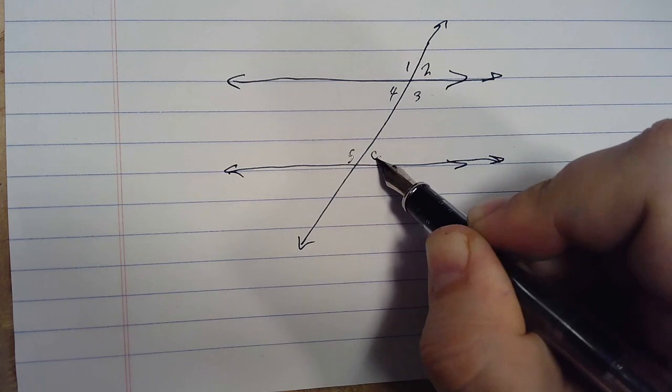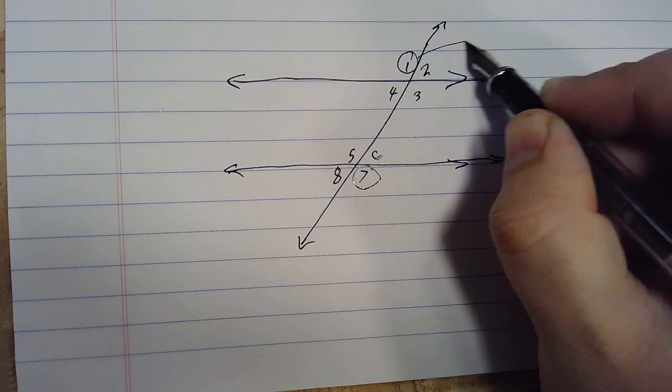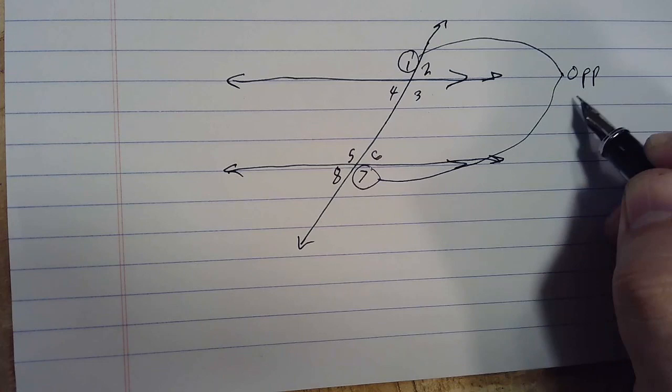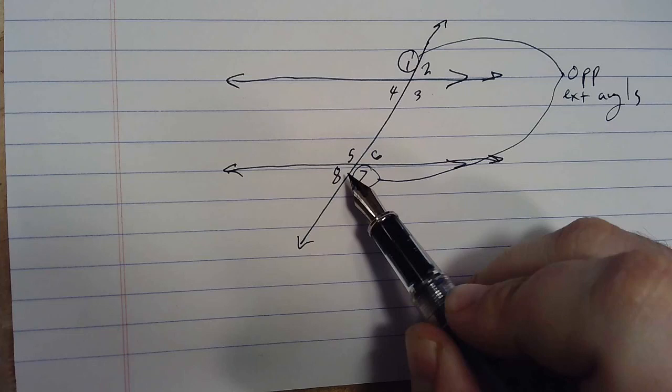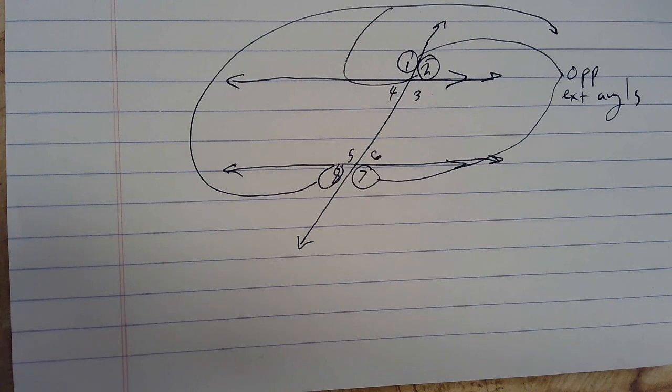Okay, alternate exterior angles are on opposite sides of the parallel lines. So number 1 and 7 are opposite exterior angles. And then 8 and 2 are also opposite exterior angles. Here's the fun part about opposite exterior angles. Well, we'll find out more about them in a second.